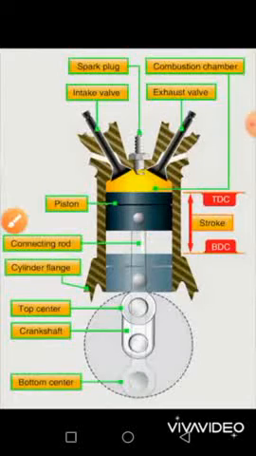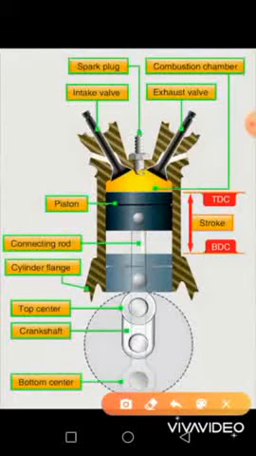First one is TDC. TDC means top dead center. TDC is the topmost point of the cylinder up to which the piston can move. That means in the figure you can see this is the TDC point up to which the piston can move in upward direction. After that, the piston should return back.